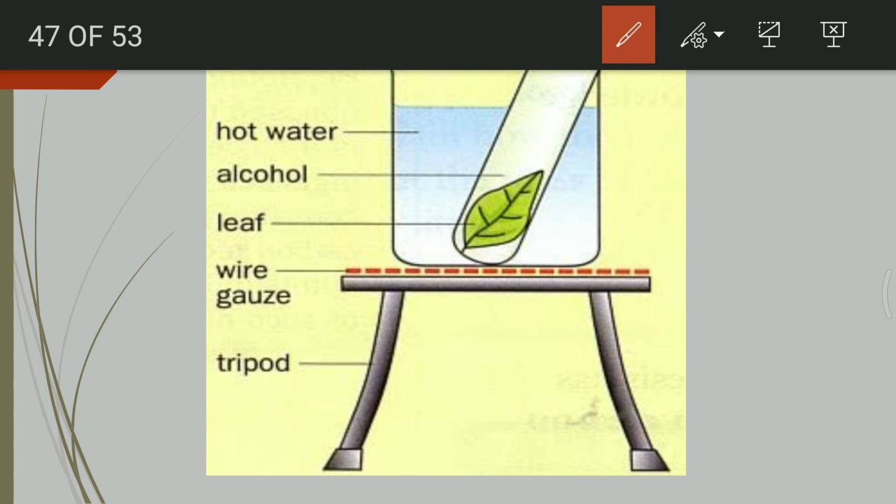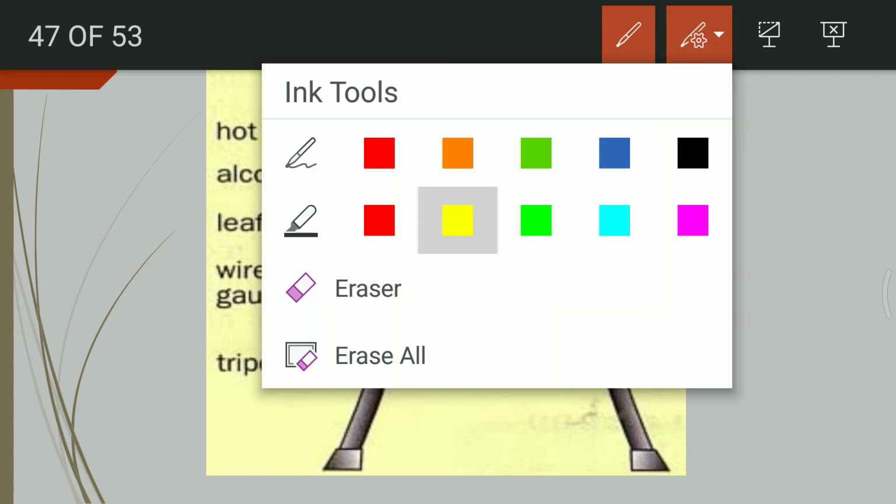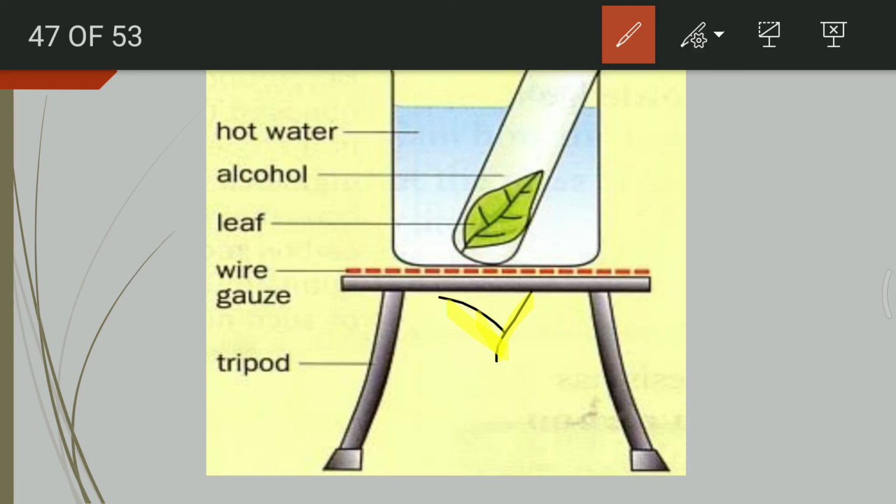Now if you directly put alcohol on fire, then you all can very well imagine what is going to happen. It will catch fire, definitely. In order to avoid that, what we do is we put it in boiling water, and then we heat this alcohol as well as the leaf, the alcohol filled test tube with the leaf.